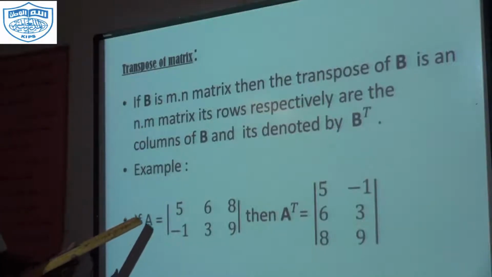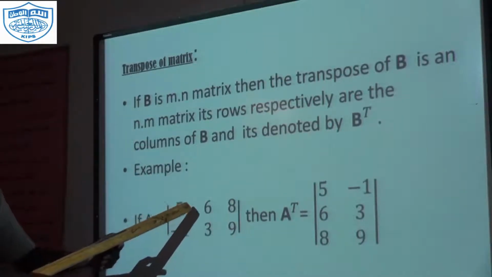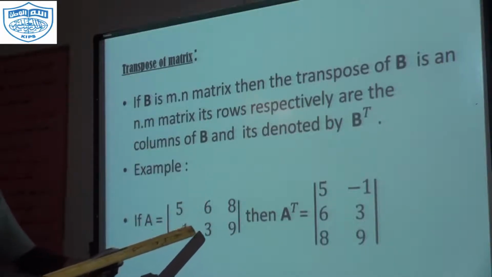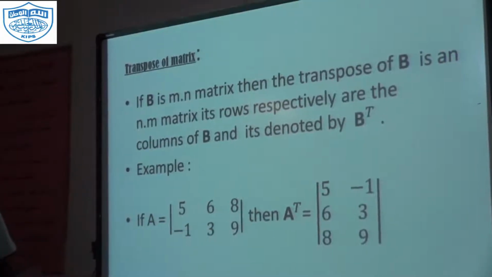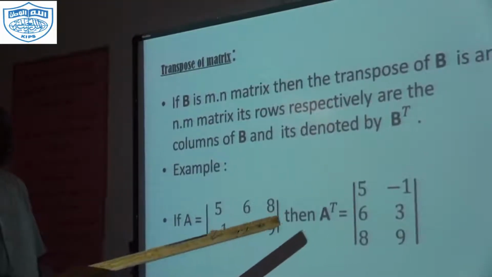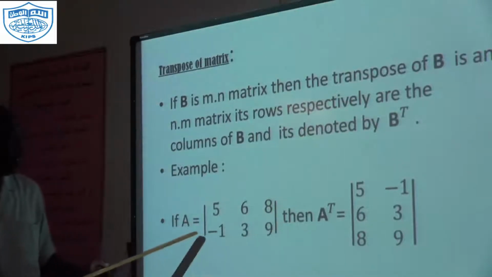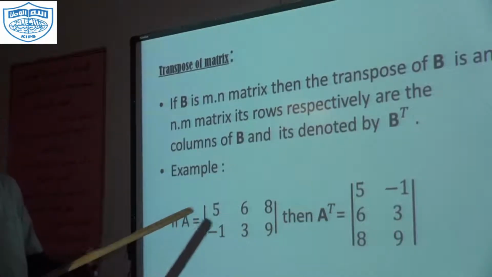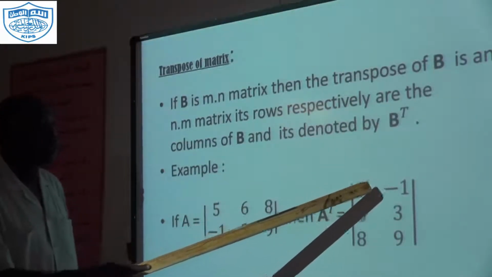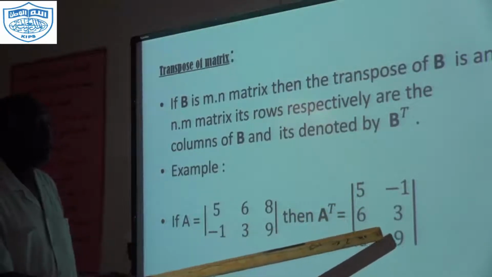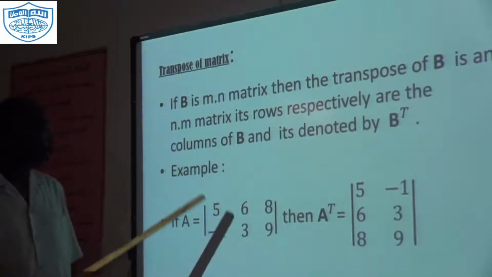Example, if A equals the 2 by 3 matrix whose elements are 5, 6, negative 8, negative 1, 3, 9. Then A transpose: you have to change the rows, this row became a column, and this row became a column. So the transpose of A equals 5, negative 1, 6, 3, 8, 9. This is the transpose of A.